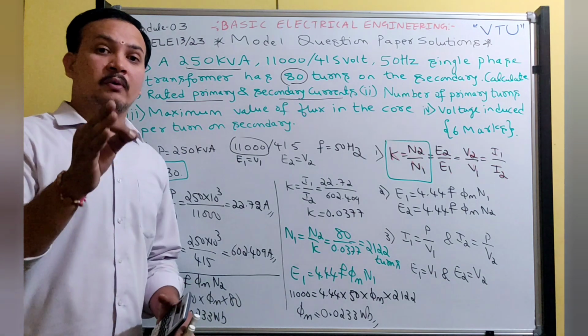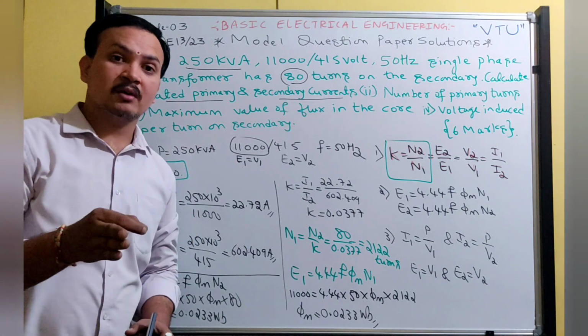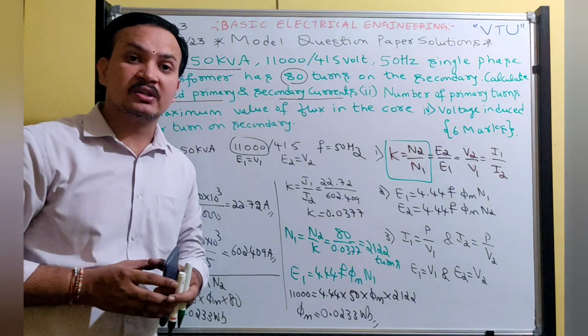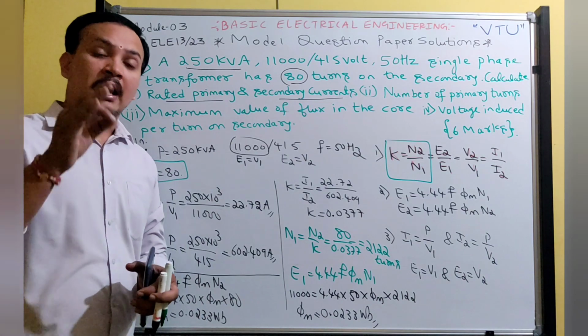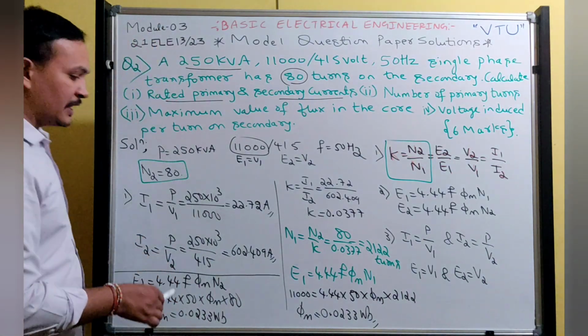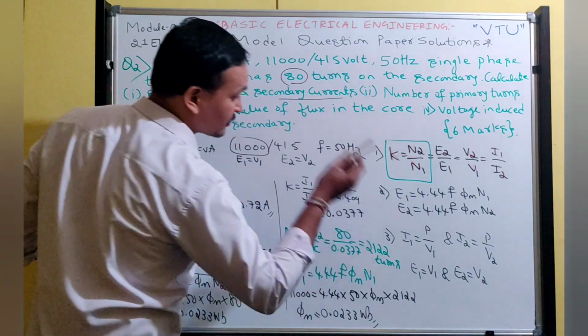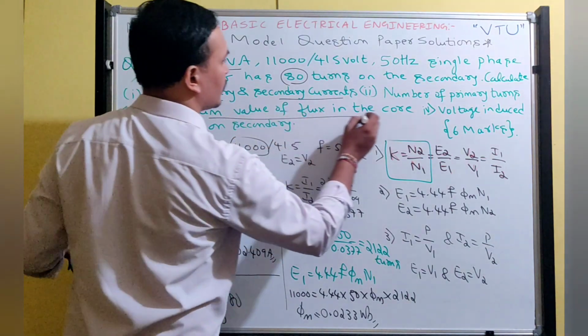Why are we getting the same flux from both the equations? That is a speciality of the transformer, because the transformer is a constant flux machine. It is a static device. It is a constant flux machine and it operates at constant frequency. That's why we get the same flux if you take either the primary equation or the secondary equation. So we completed the maximum value of flux in the core.